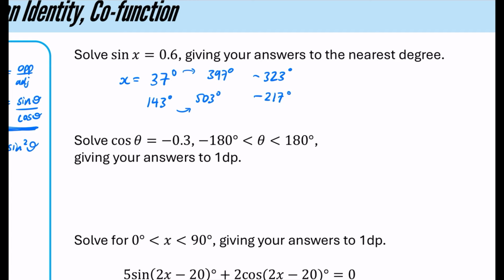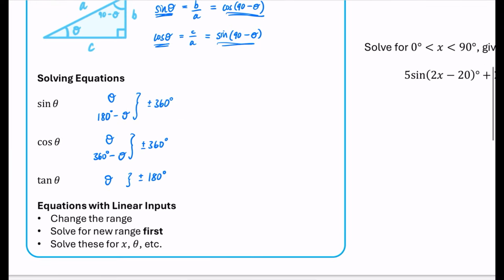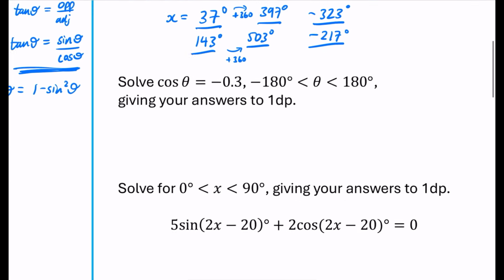So you can do whatever you want to those first two that you get. As long as you're adding or subtracting 360 from the other ones that you have, you get these two streams. You'll have these two streams for sine, two streams for cos, but only one stream of answers for tan where you're just adding or subtracting 180. So I deliberately didn't give a range for this one, just to show you that if you did have an unlimited range, you could just keep going and going and going.